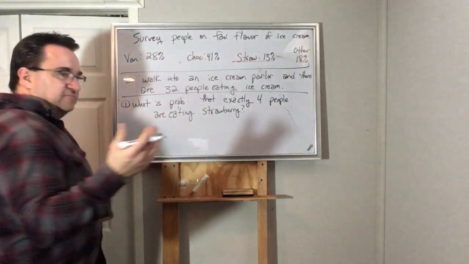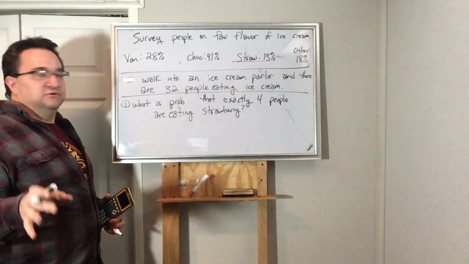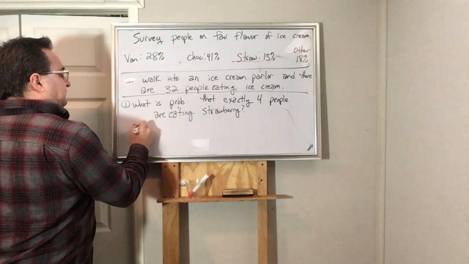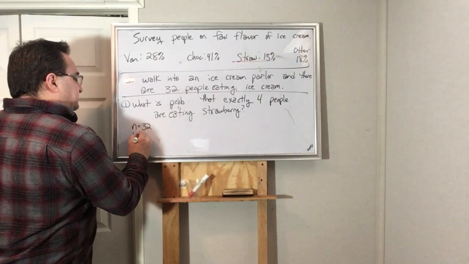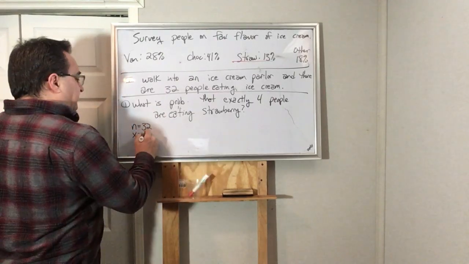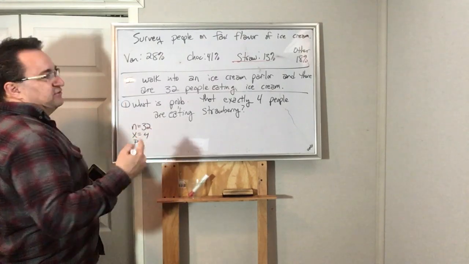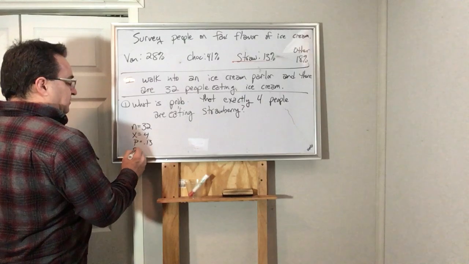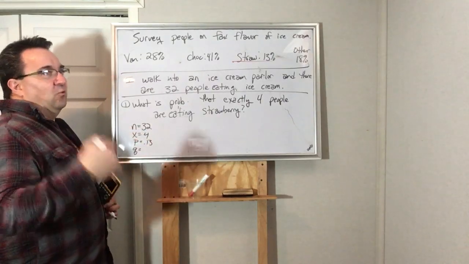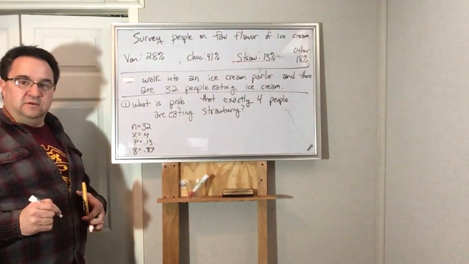So let's figure out our important numbers. I would strongly suggest you do this when you're taking the test. How many total? Still 32 people in the parlor. What's the specific number I'm wondering about? 4 people. What's the probability that they do like strawberry? 0.13. What's the probability that they don't like strawberry? 1 minus 0.13. There's the numbers.